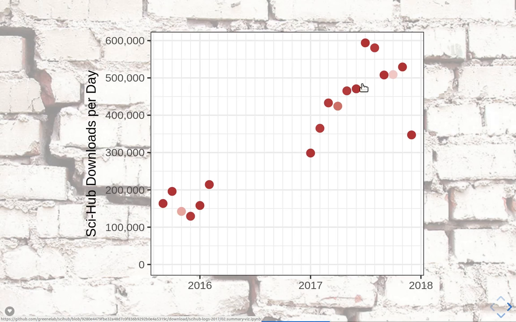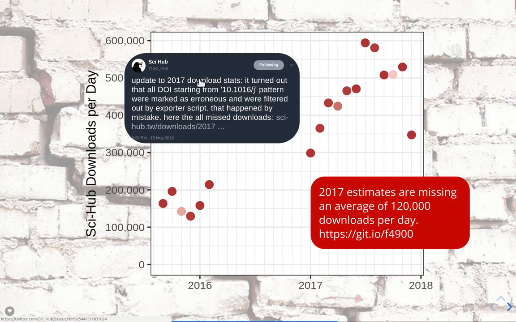So that's a lot of articles, but it's actually an underestimate because Sci-Hub tweeted an update to the 2017 download stats. It turned out that all DOIs starting with the 10.1016/J pattern were marked as erroneous and were filtered out by the exporter script. Then they released the list of these downloads. So I looked at them, and on average, these 2017 estimates are missing 120,000 downloads per day. So probably most people can guess which publisher starts with this DOI. It's Elsevier, the largest one. So these numbers are actually even higher.